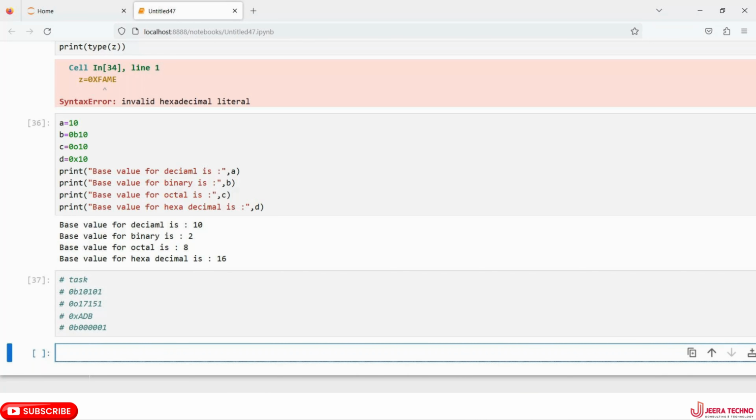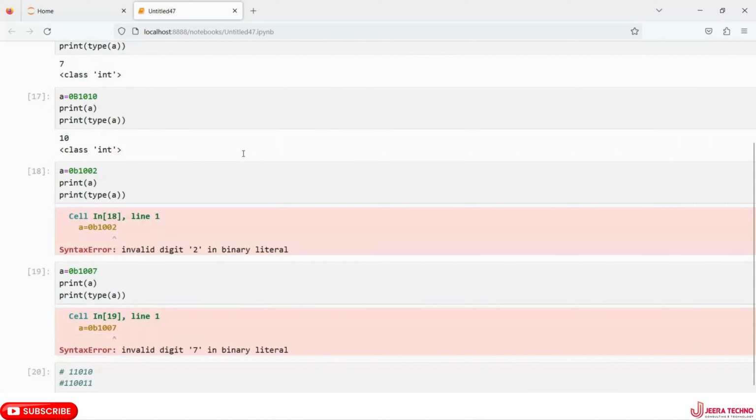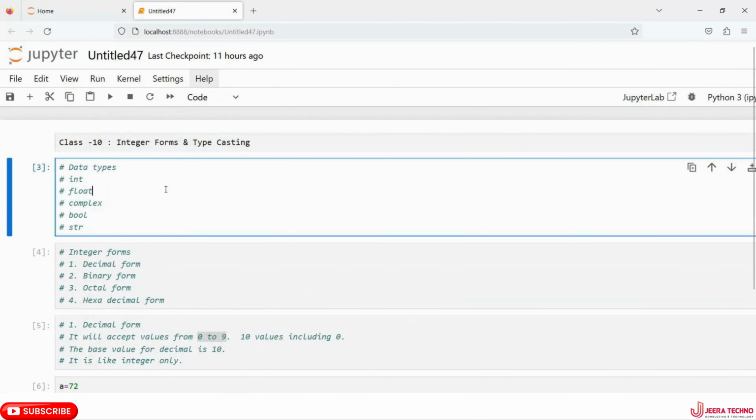Okay, so I hope you are clear about integer forms, all of you. Can you please type in the chat box 'clear'?